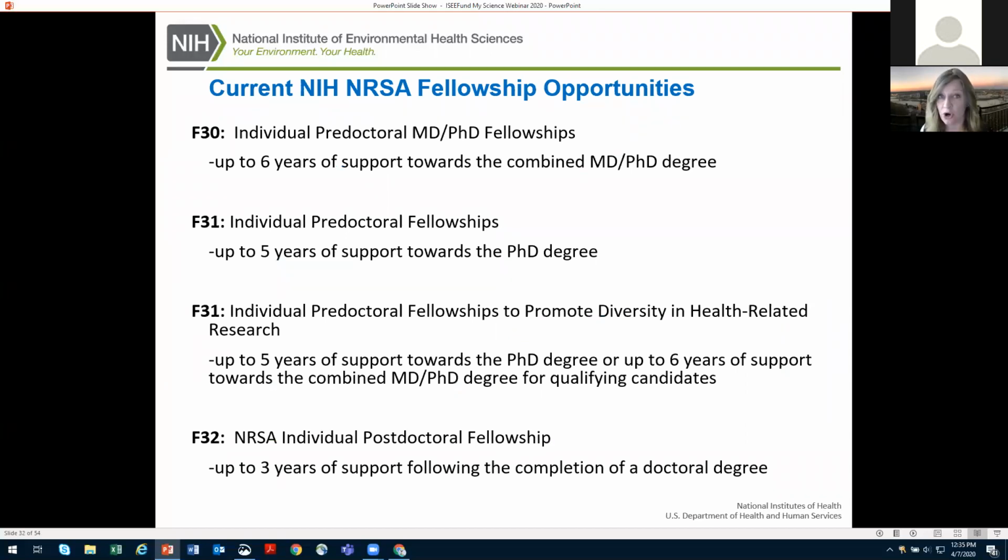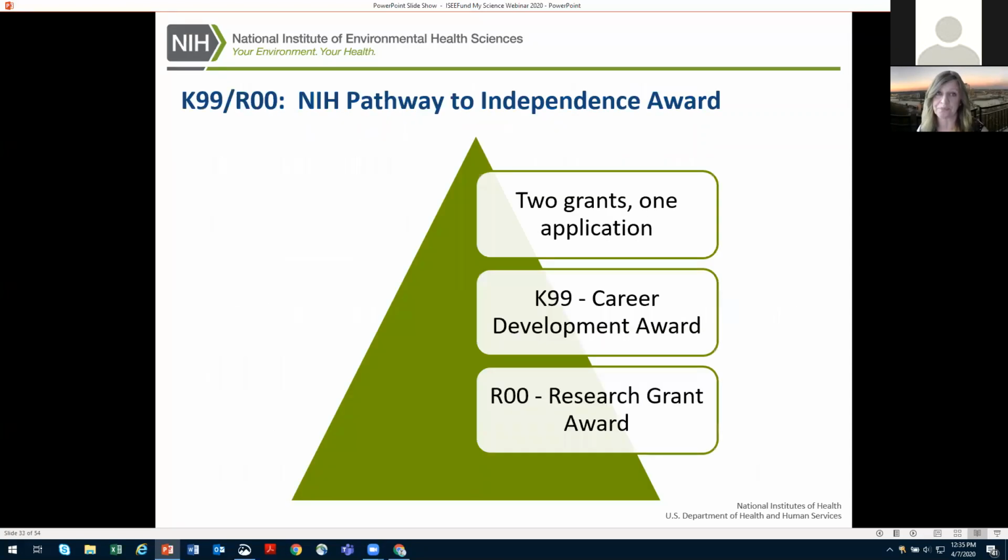So here are the current NRSA fellowship opportunities. F30 is pre-doc. F31 is an individual pre-doc. F31 is also a pre-doc to promote diversity. And an F32 is a postdoc fellowship.